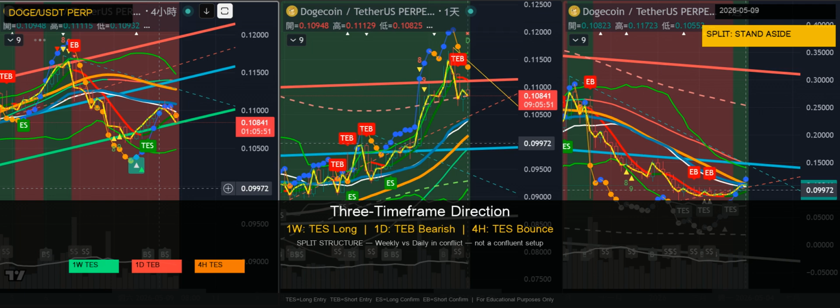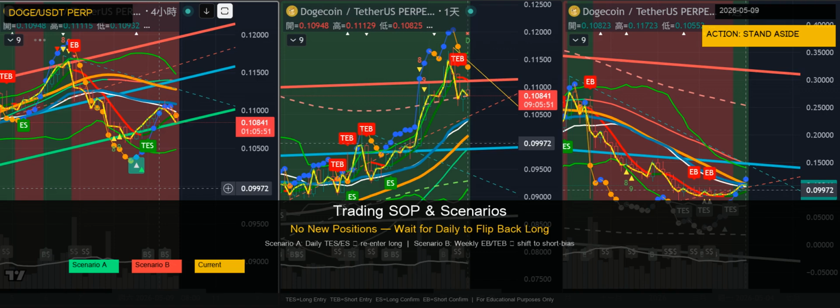Summary of the three timeframes. Weekly is long via TS cluster. Daily is bearish via TEB at the high. 4-hour is short-term bouncing via TS, without ES confirmation. This is a classic split structure. Weekly and 4-hour are leaning long, but the daily is pointing bearish. This is not a clean confluence setup. This is a mixed signal divergence environment.